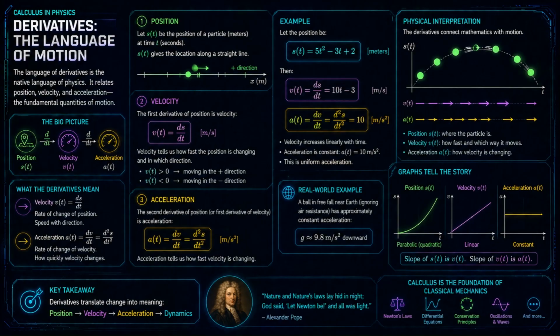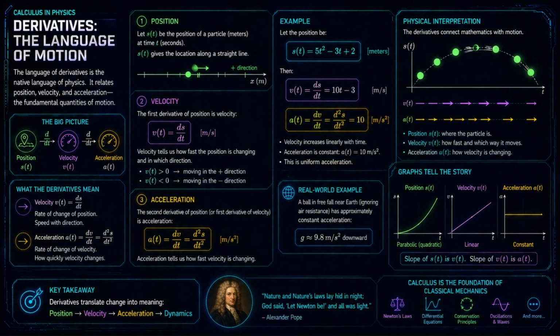Suppose the position of a particle moving along a straight line is described by a function s of t, where s is measured in meters and t is measured in seconds. The first derivative of position with respect to time is velocity. V of t equals ds over dt. Velocity tells us how fast the position is changing and in which direction.